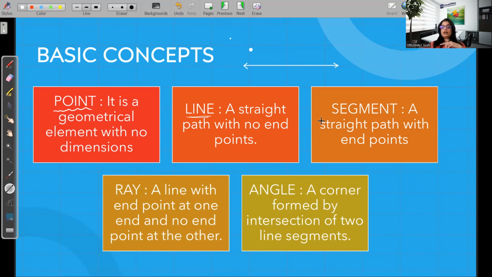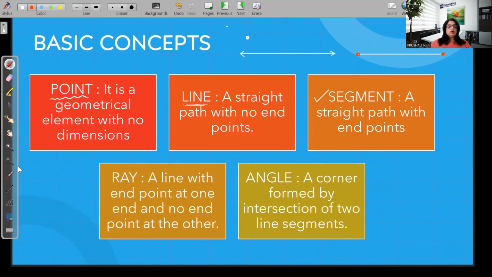Then we have the line segment. What is a line segment? A line segment is something that just goes straight like this, and you just have two endpoints. These are not arrows. So a line segment is a fixed line. It has endpoints. A line does not have an endpoint. That's the basic difference. Talking about a ray, a ray is a mix of a line segment and a line, so to say.